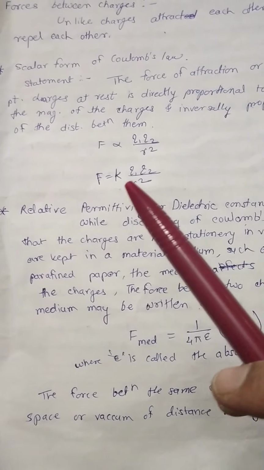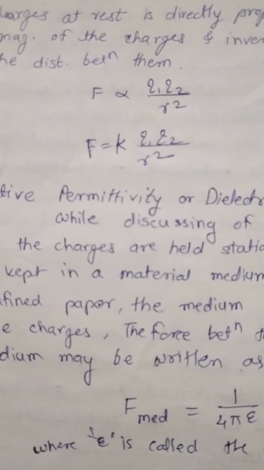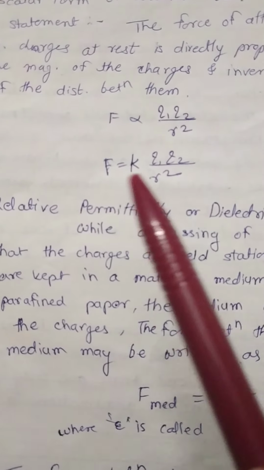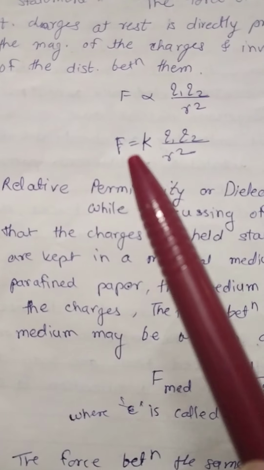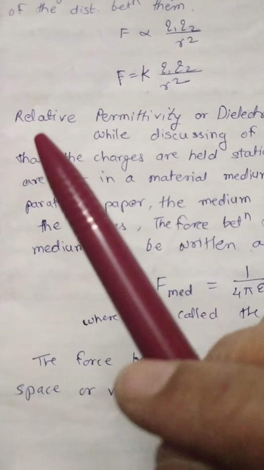So what is K? This is the scalar form of Coulomb's law. Now we find out K, the proportionality constant. Let us see our next point.